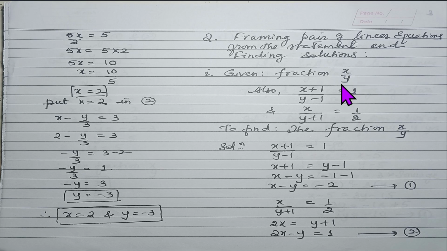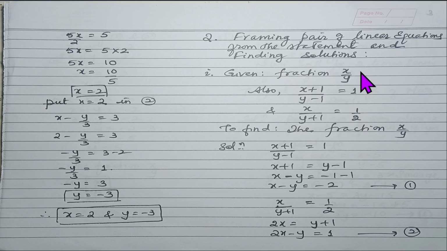So when I add 1 to x and subtract 1 from y, please understand here, the fraction is x by y, but when I add 1 to x and subtract 1 from y, I get 1. Okay, please understand this. And if I keep x as it is but add 1 to y, that is x by y plus 1 is equal to half. So please try to understand this.